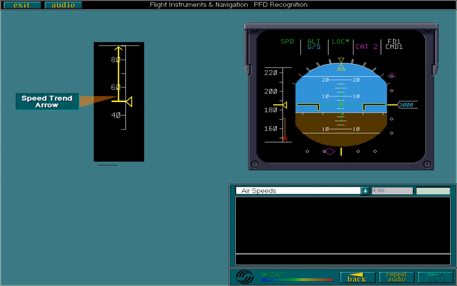The speed trend is shown during acceleration and deceleration. The tip of the arrow shows the predicted airspeed which the aircraft will reach in 10 seconds. Speed trend is calculated by the flight augmentation computers.